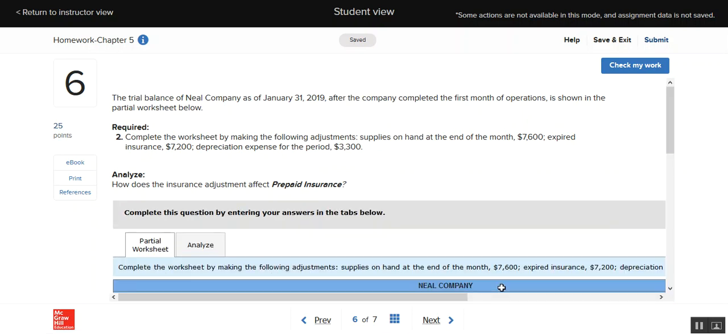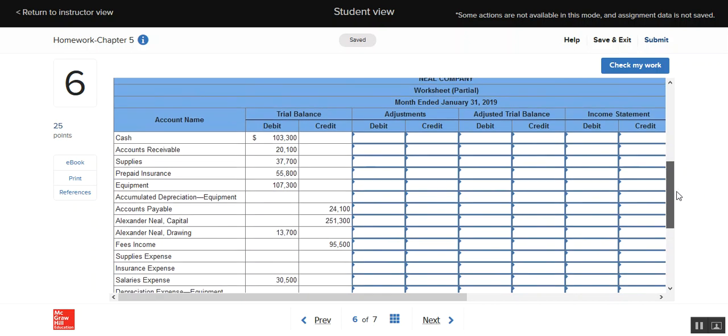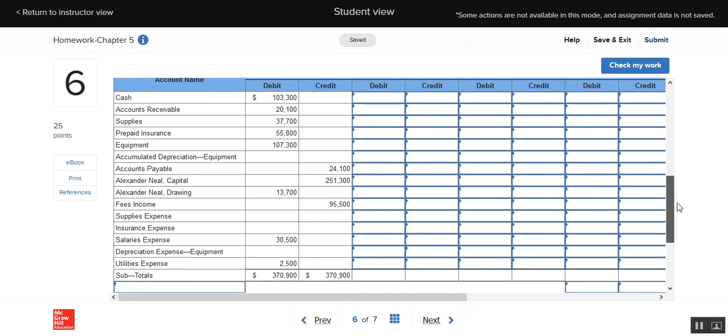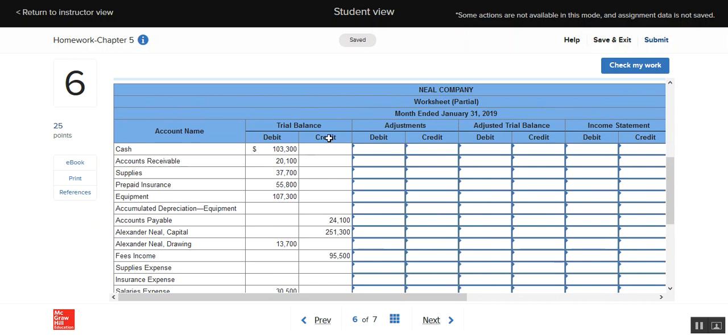So this says the trial balance of Neal Company as of January 31st, after the company completed their first month of operations, is shown in the partial worksheet below. It says complete the worksheet. It's given us some adjustments, and then we have an analyze portion. So when you scroll down, you'll see this is a long question, but it's not going to be as bad as it looks. So when you look at the worksheet, you'll notice lots and lots of columns.